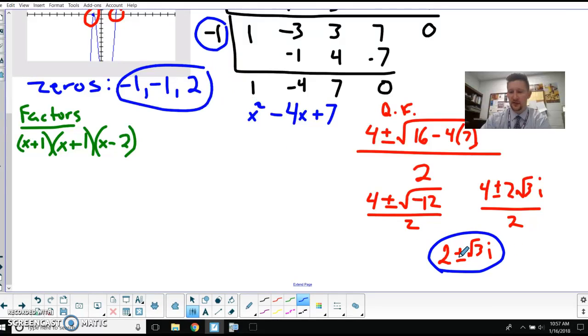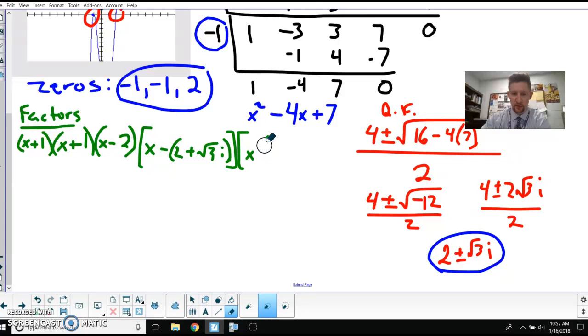Last thing I would do is take these imaginary zeros and turn them into factors. So the way I would do that, initially I'd have brackets, x minus that complex number, x minus, in parentheses, 2 plus the square root of 3 times i. And then I'd close the brackets. And then I'd have another set where I'd be taking x minus the other one, which is going to be x minus, parentheses, 2 minus root 3 times i. Close parentheses, close the brackets.